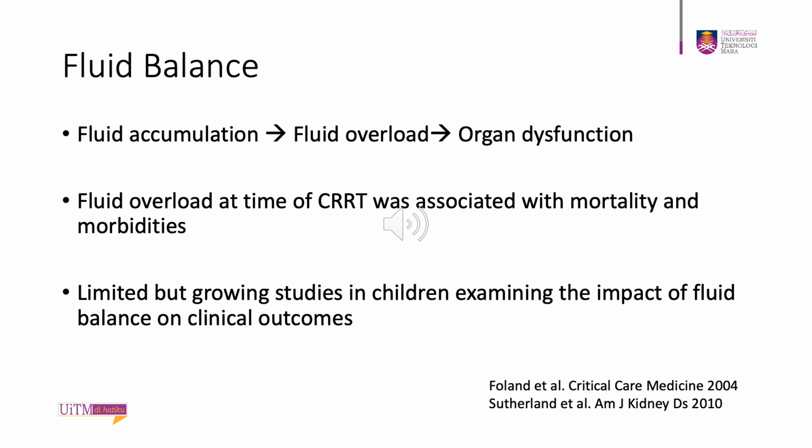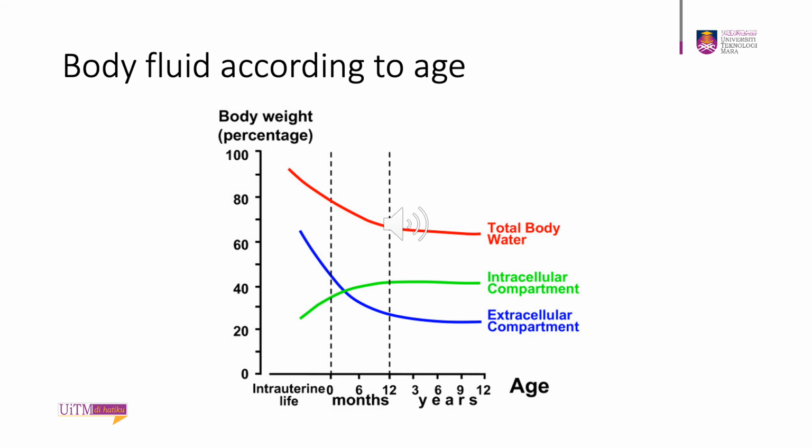There's a lot of evidence nowadays that showing too much fluid will cause more morbidity and mortality in sick children. This graph is showing how the percentage of body fluid changes in time. As you can see, at birth, the percentage of water in the body is around 80% and gradually reduces to 60 to 70% during adolescence and adulthood.